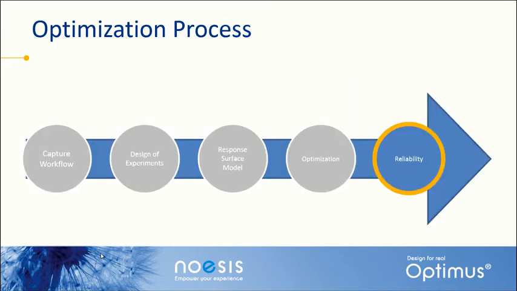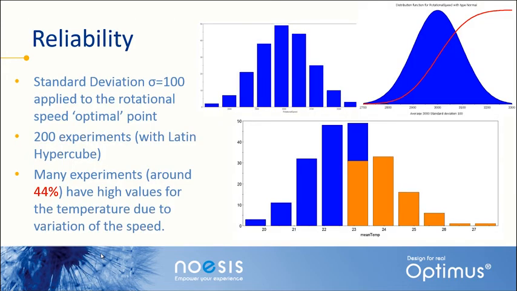Now, very quickly, I just want to mention reliability. As we found out, the rotational speed of our fan was the most influencing characteristic on the mean temperature. So in order to test the reliability of our optimal point, we applied a standard deviation to that rotational speed. You'll notice the bar chart in the upper left represents our distribution. We then ran 200 experiments, and we found that 44% of the time we ended up with a temperature that was outside of our constraint.